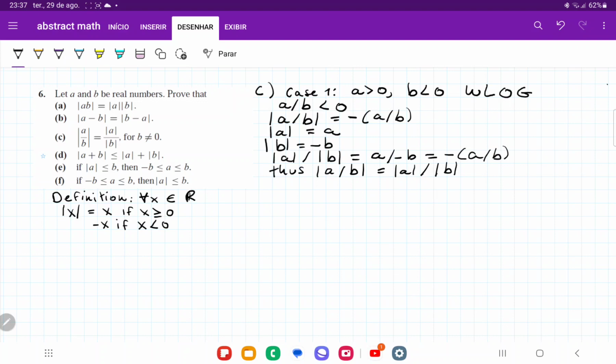Now we have to deal with the case where they have opposite signs, without loss of generality. Now we have to deal with case 2, and case 2 is where they're both negative.